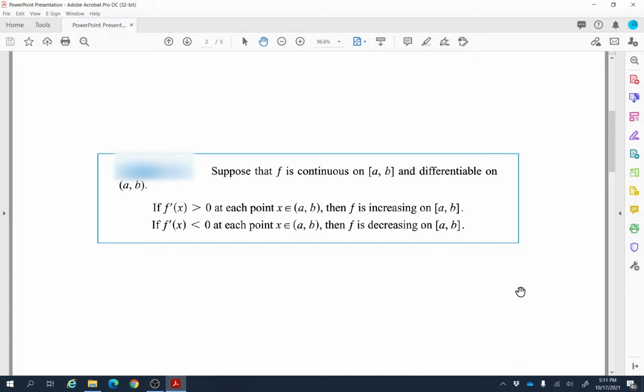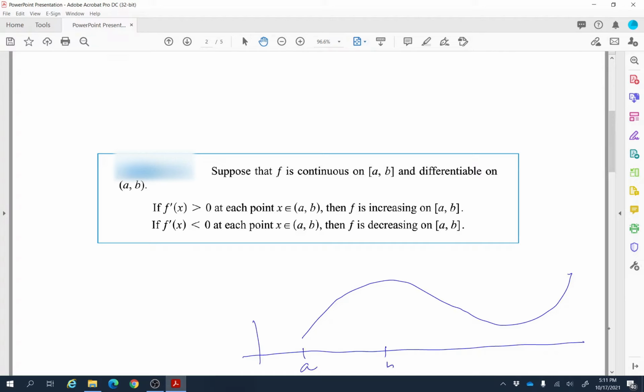So this is what happens. Let's say you have a graph like this. Let's say this is A, this is B, this is C, and this is D, some numbers. As you can see, from A to B, wherever you draw a tangent line, the slope of the tangent line would be positive, meaning the derivative of that function would be positive up to this point.